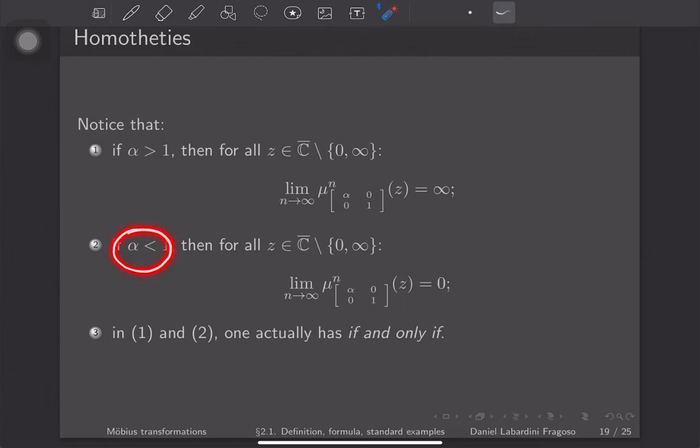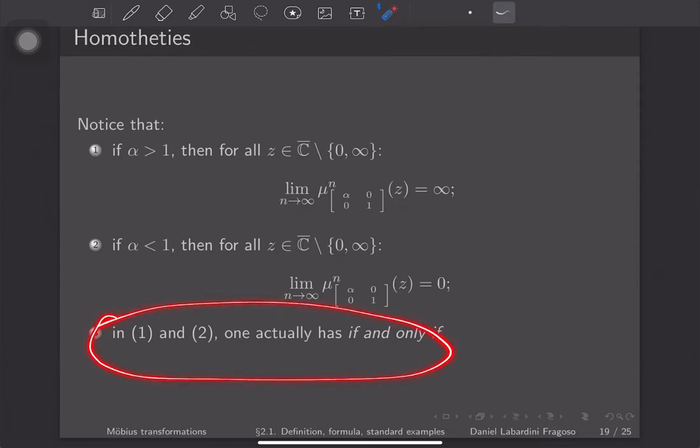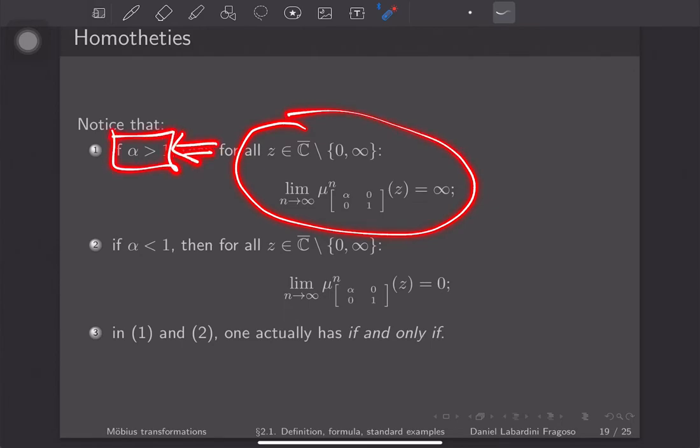If alpha is less than one, when I start multiplying by alpha repeatedly, alpha to the n starts to become smaller and smaller, right? So the limit is zero, right? So depending on whether alpha is greater than one or smaller than one, the iterations of alpha at a given z either just goes to infinity or goes to zero. And here one has if and only if in both, right? So what I mean is if this happens, then alpha is greater than one, or if this happens, then alpha is smaller than one.